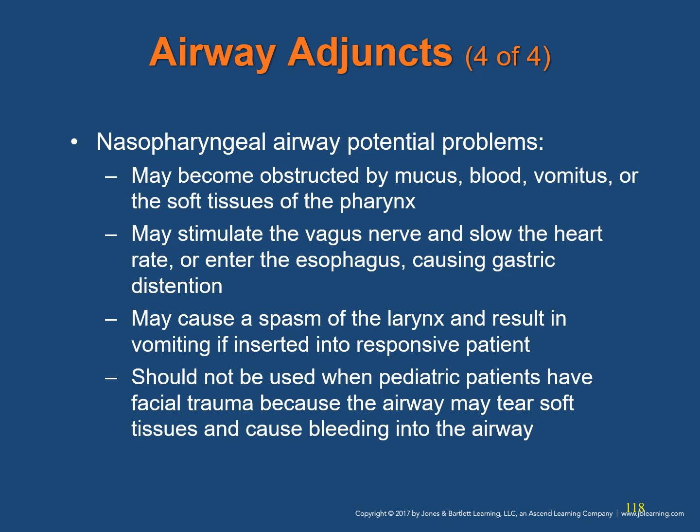Potential problems. An airway with a small diameter may easily become obstructed by mucus, blood, vomitus, or soft tissues of the pharynx. If the airway is too long, it may stimulate the vagus nerve and slow the heart rate, or enter the epiglottis, causing gastric distension. May cause a spasm of the larynx and result in vomiting if inserted into a responsive patient.